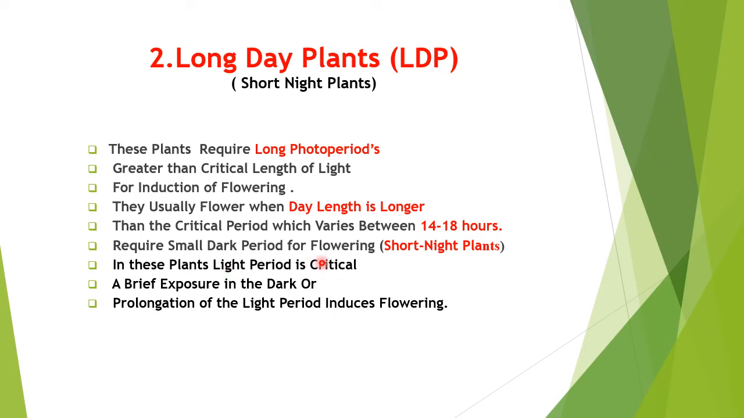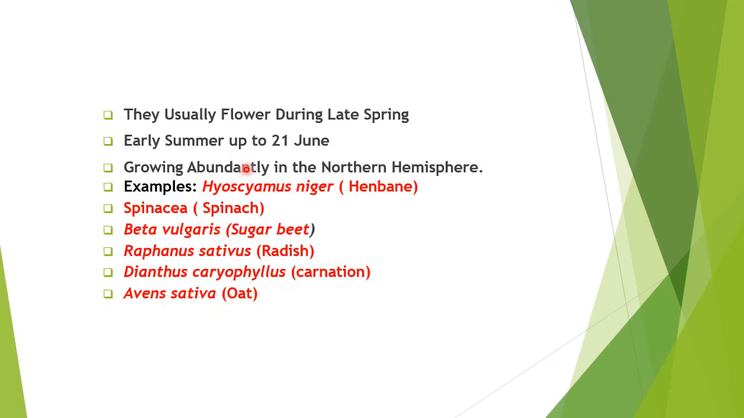In these plants, the light period is critical. A brief exposure in the dark or a prolongation of the light period induces flowering. So they are called long day plants. They usually flower during late spring, early summer up to 21st June, growing abundantly in the northern hemisphere. Examples are Hyoscyamus niger, henbane; Spinacia, spinach; Beta vulgaris, sugar beet; Raphanus sativus, radish; Dianthus caryophyllus, carnation flowers; Avena sativa, oat. These are the plants which are called long day plants.